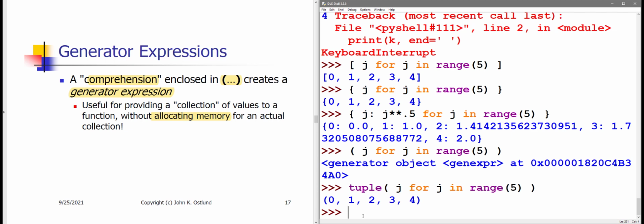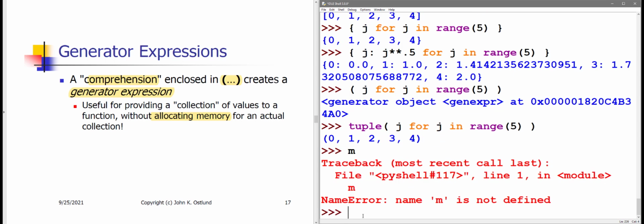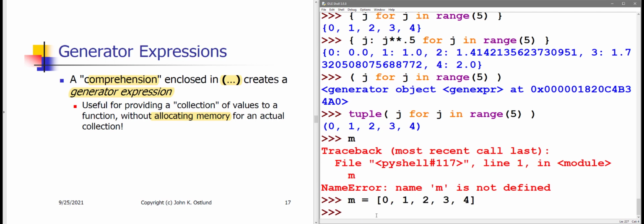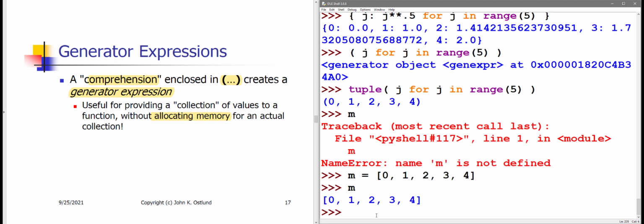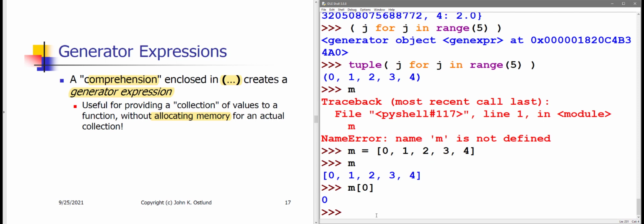Remember what a sequence is. Here I didn't create M. Let me create M. Okay, I'm going to just copy and paste that stuff there. M gets those values. Okay, a list is a sequence because I can access individual items from it. I can access slices from it.